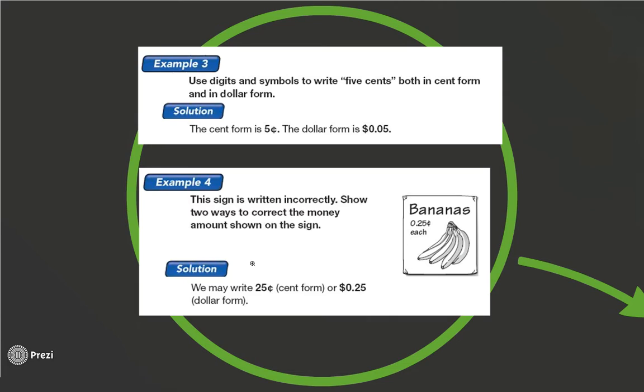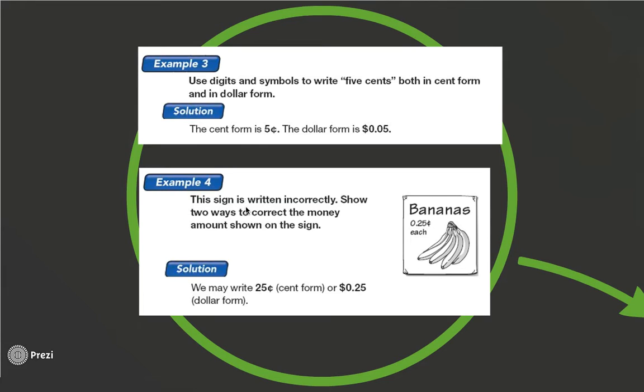In example number 3, we're going to use digits and symbols to write 5 cents in both cent form and in dollar form. In the cent form, it's 5 cents with this little cent sign. And then the dollar form, what we have here is 0.05. Remember, in the dollar form, we use the decimal point. In the cent form, we do not use the decimal point.